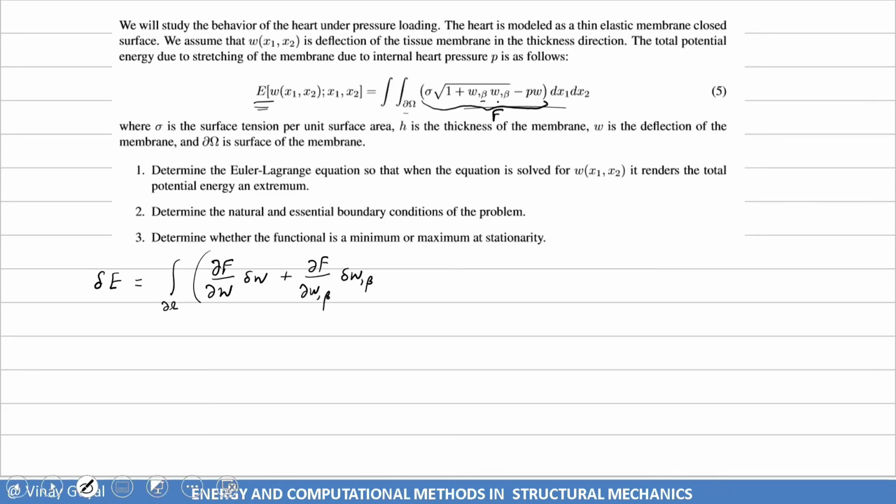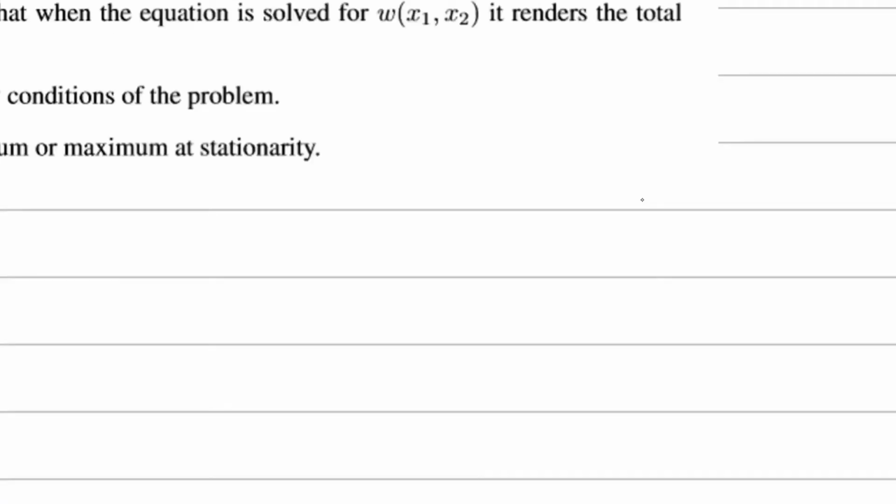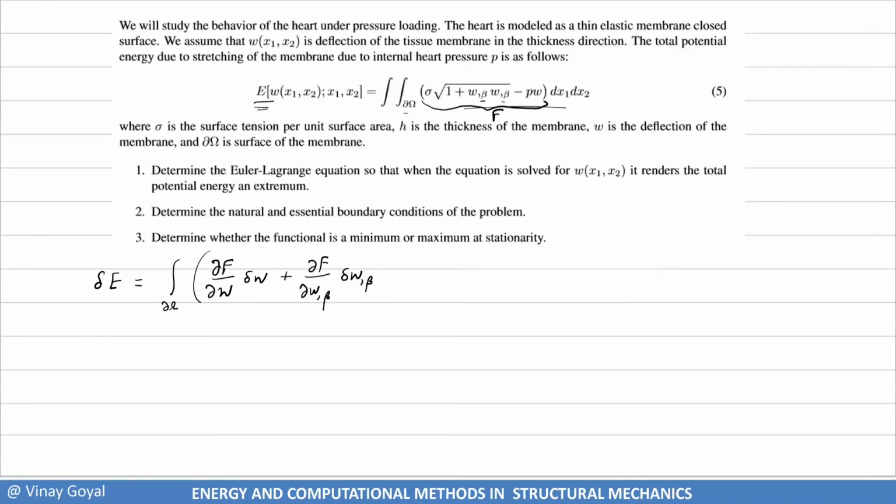Here beta is repeated, which means that W comma beta, W comma beta equals W comma 1, W comma 1, plus W comma 2, W comma 2. That's the only thing you have really. And so all you have to do now is set this equal to 0 and just take derivatives. So let's do that step by step.